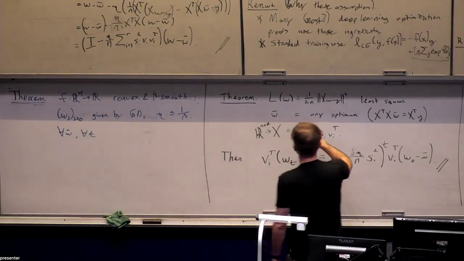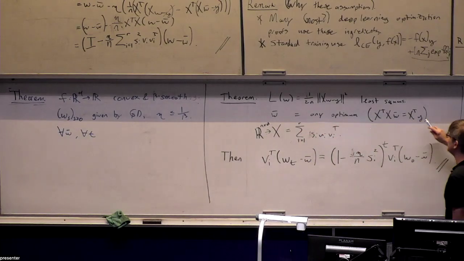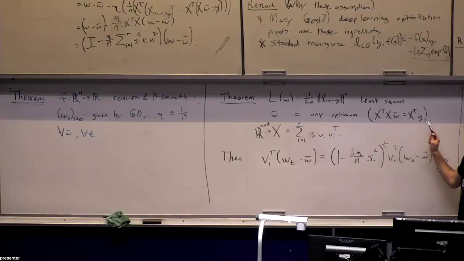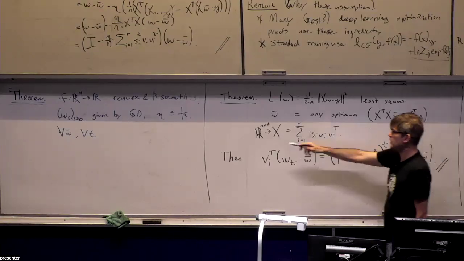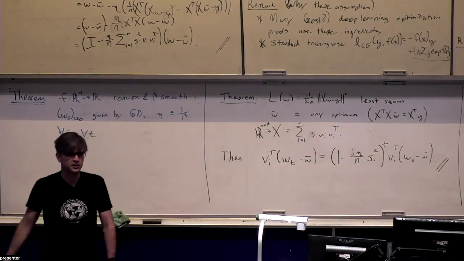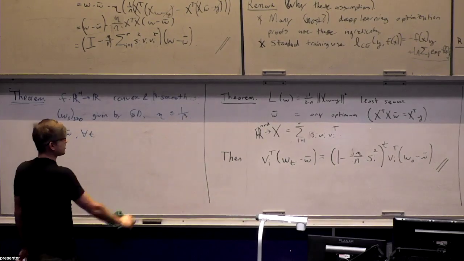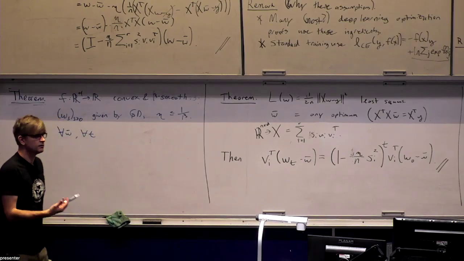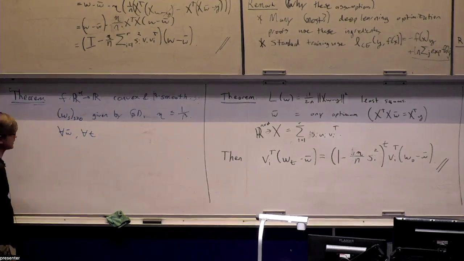So for this theorem, I needed W bar to be in this subspace of solutions. Over here, I'm going to let W bar just be anything. So you can plug in garbage if you wish. You can plug in the truncated SVD solution. You can do whatever you want. And F is just convex here.